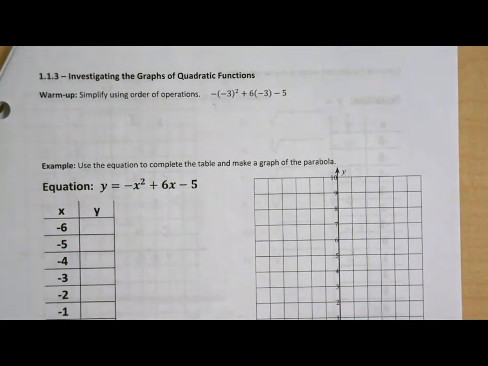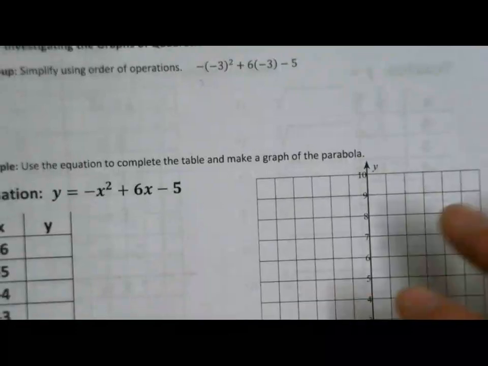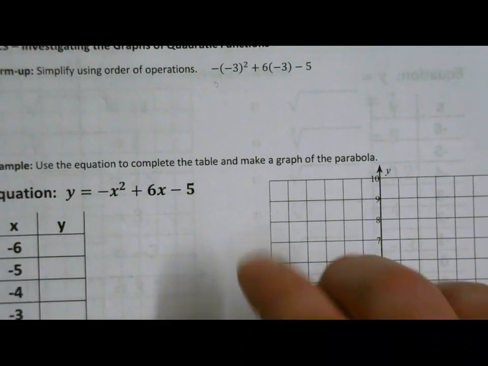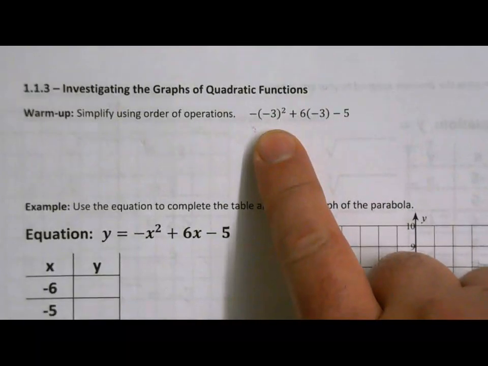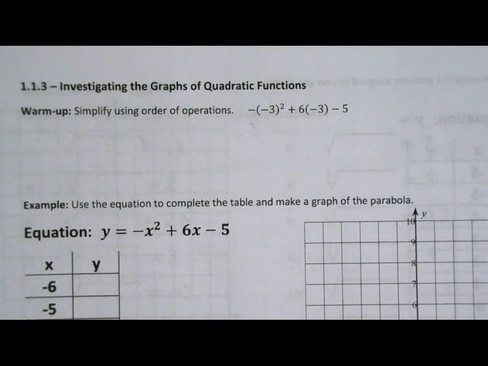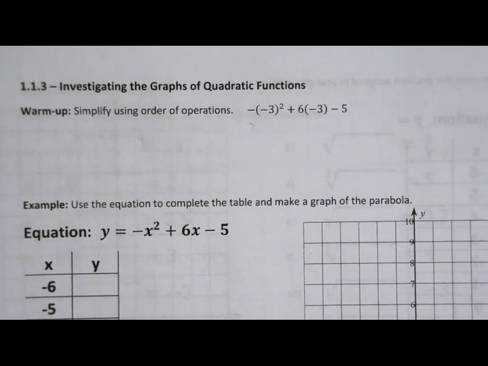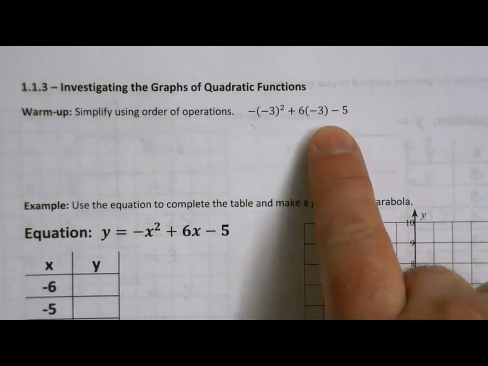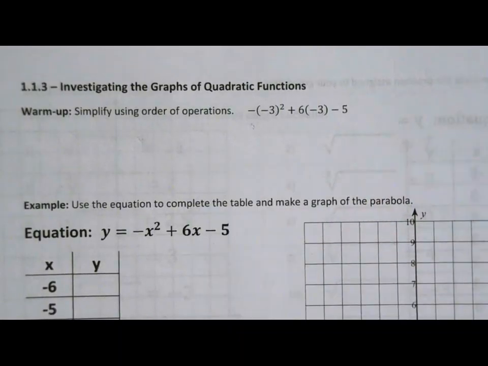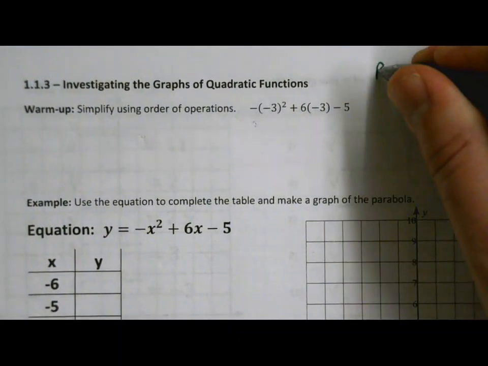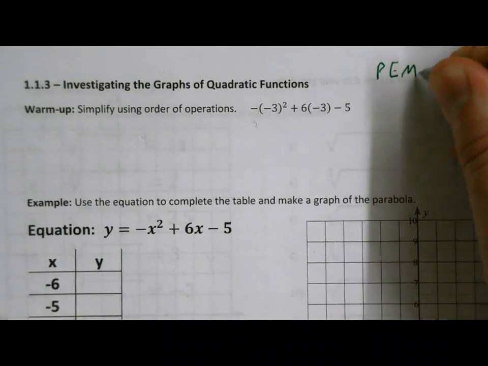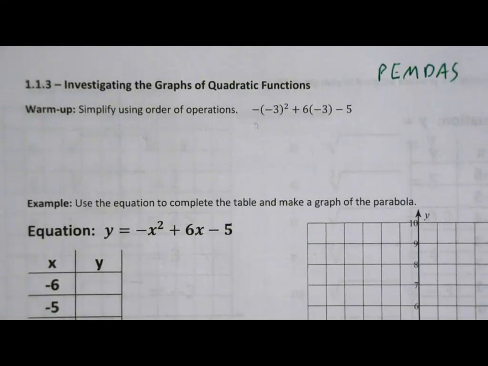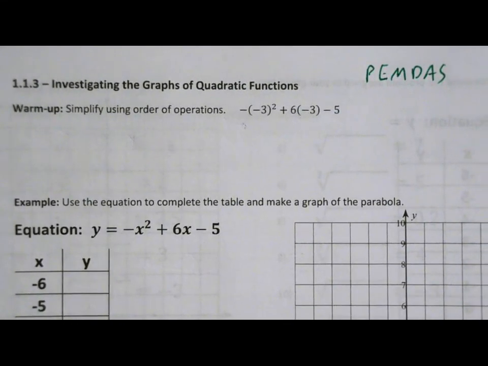And I know we already did a warm-up as a class, but I would like to have you warm up your skills for order of operations. So if you guys could find the page that says 1.1.3, investigating the graphs of quadratic functions, and go ahead and do this thing up here first. Please make sure you're following order of operations. That's PEMDAS. And get me a single number for this.